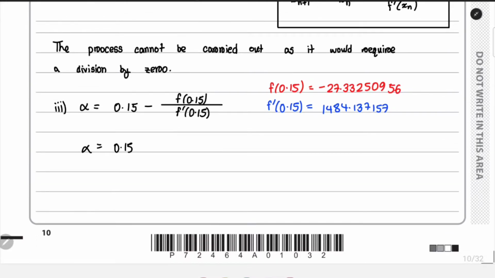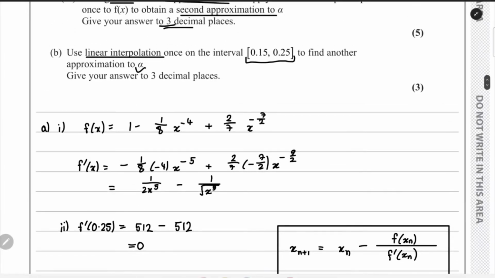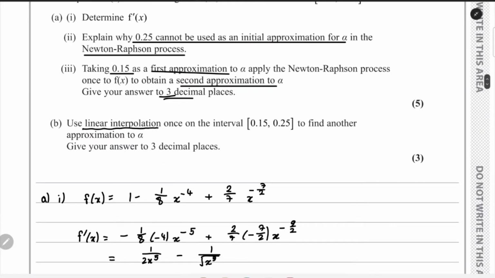So alpha is 0.15 minus 27.33250956 divided by 1484.1371. If I calculate this to the nearest 3 decimal places, I'll get a value of 0.168. Now for the next question, we have to use linear interpolation once in this interval over here to find another approximation to alpha.